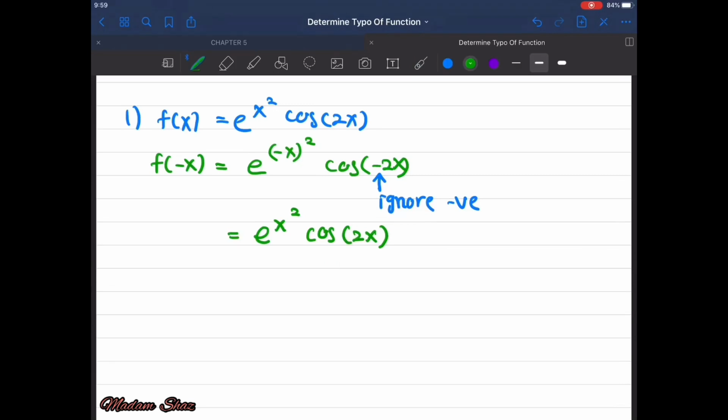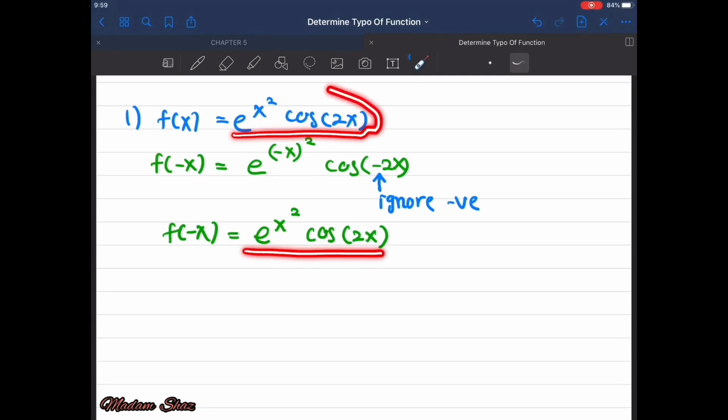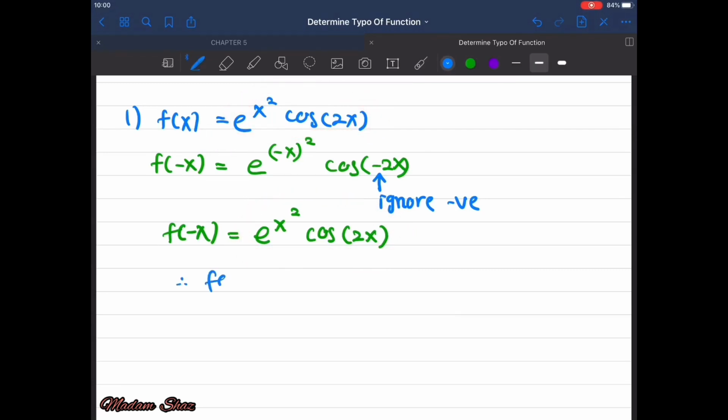So now compare our f(negative x) here with the original function f(x). So when we compare, as we can see, there is an equal term. e to the power of x squared multiplied with the cos 2x. So the conclusion is f(x) is an even function.